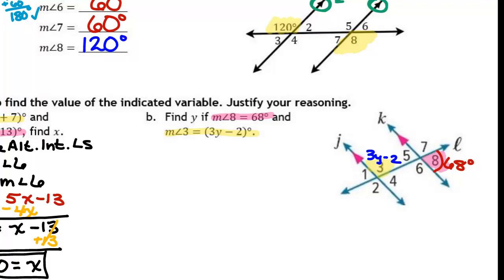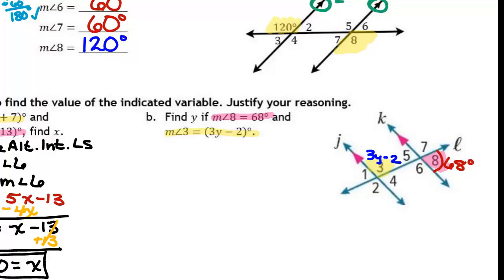Are they corresponding? No. Do I have a name for this one? Nope. If they're one of each, one interior, one exterior, but they're not matching corners, I don't have a name for it. So I'm going to have to find something else. Do you remember up here when we were finding angle 7? We didn't have a name for the 120 degree angle and angle 7, and so we used vertical angles to figure this out. What's a vertical angle for angle 8?